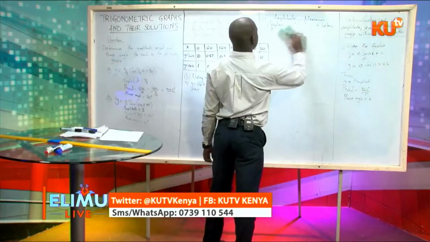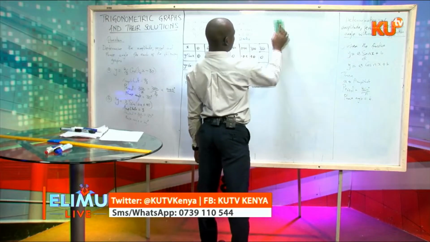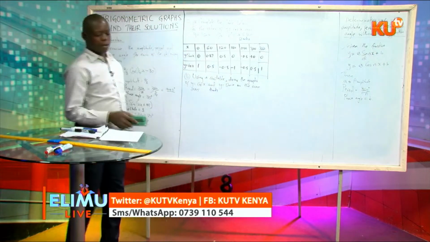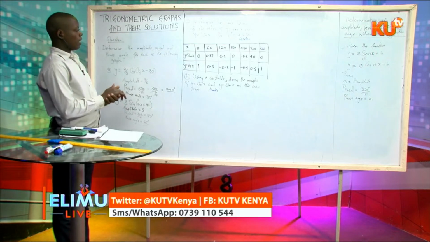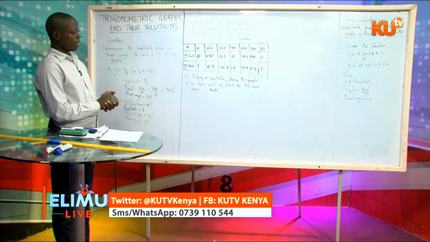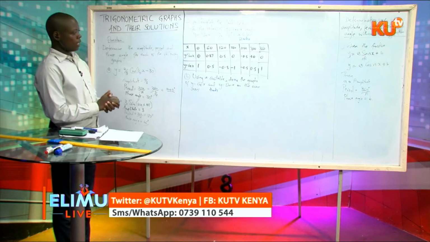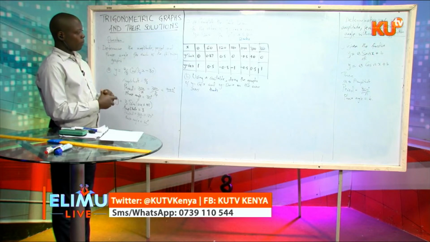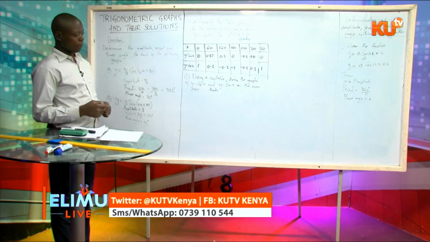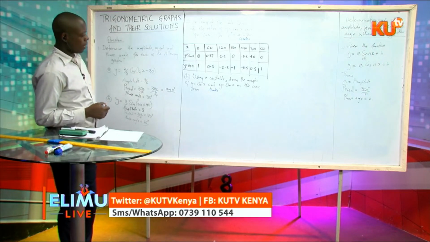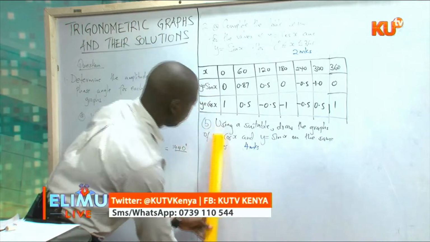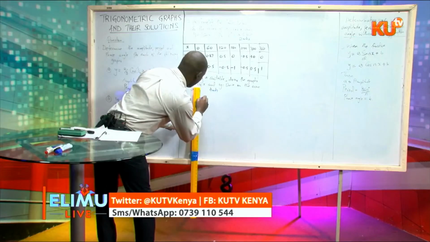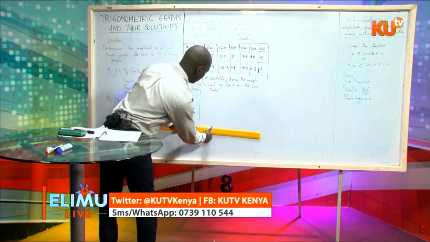So with that knowledge in Form 1, you should be able to choose a suitable scale based on the values that you have. The highest value of y is 1, and the lowest value is negative 1. For x, the lowest is 0, and the highest is 360. There is an interval given. So what we need to do is to draw our Cartesian plane.